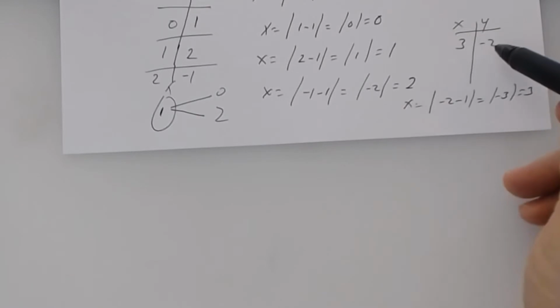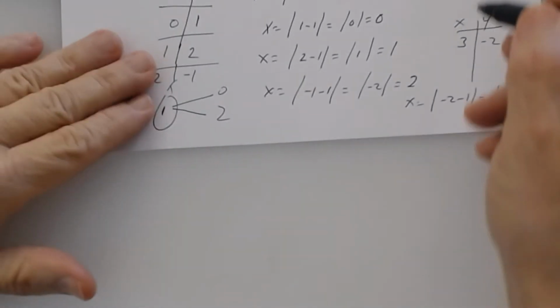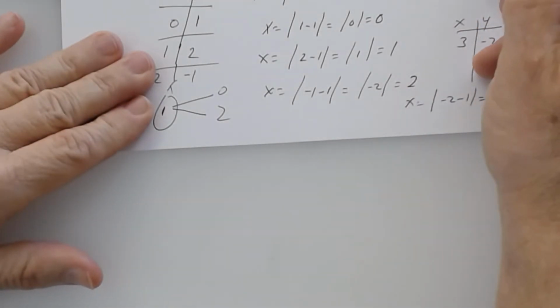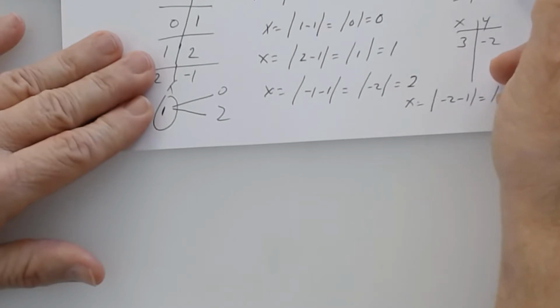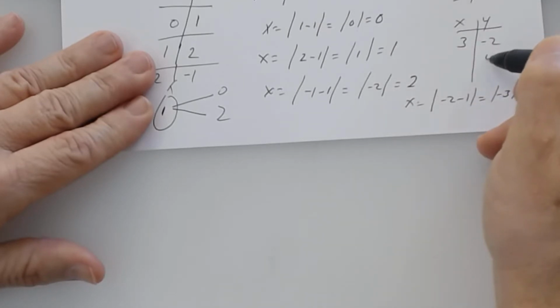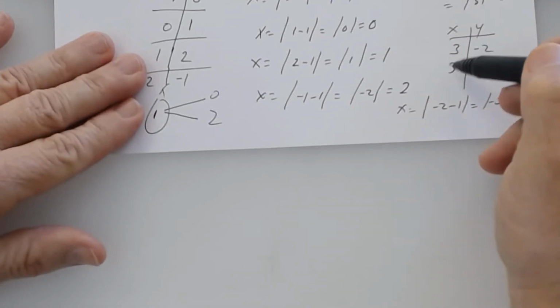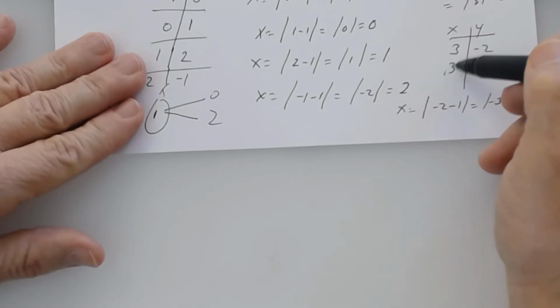If y is, let's say, 4. If y is 4, I get x equals the absolute value of 4 minus 1, which is the absolute value of 3, which is what? 3. So if y is 4, I get 3. So notice here, I get the same x value and 2 what?